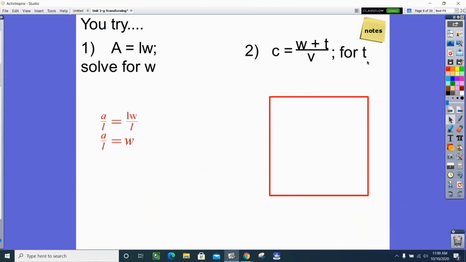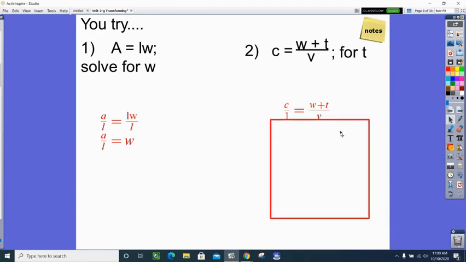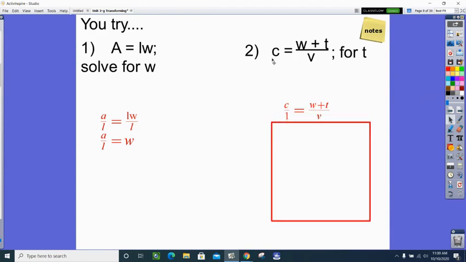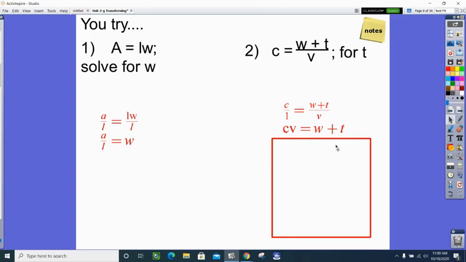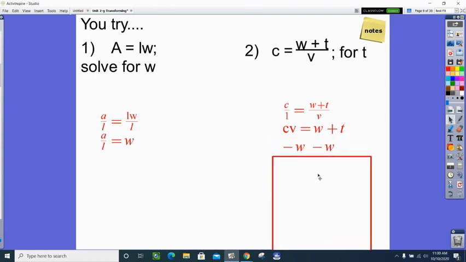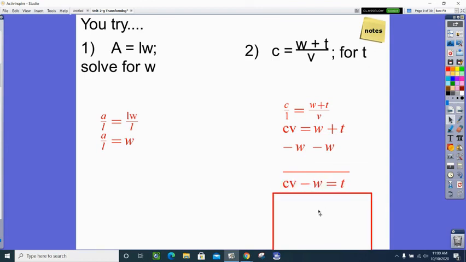Okay, now over here, I want to solve for T. Notice the first thing I did is I put this C over 1, so I can just see everything as a proportion. I'm going to multiply the C times the V and the 1 times the W plus T, and that's the formula I'm looking at. And now to solve for T, I just subtract W. And there is my newly arranged formula solved for a different variable.